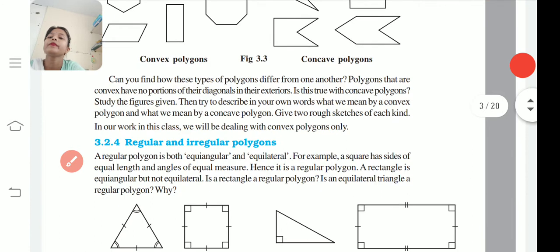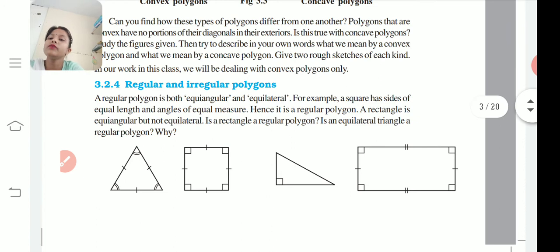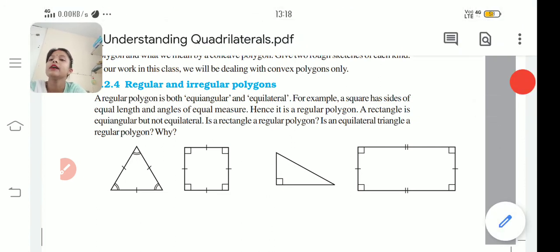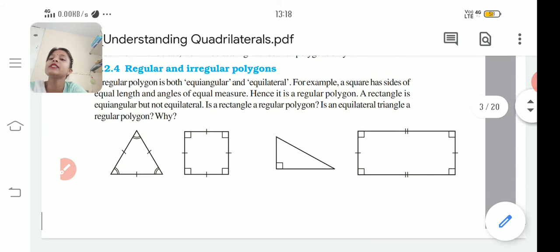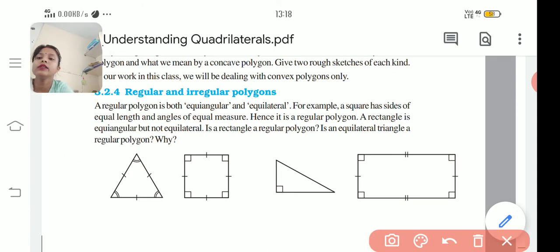Okay. Regular and irregular polygons. What are the regular polygons? The polygons which are equiangular and equilateral are regular, otherwise they are irregular. What do you mean by equiangular and equilateral? Equiangular means that all angles should be equal, the degree of the angles should be equal. And equilateral means that all the sides of that polygon should be equal.